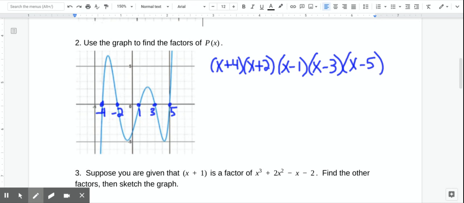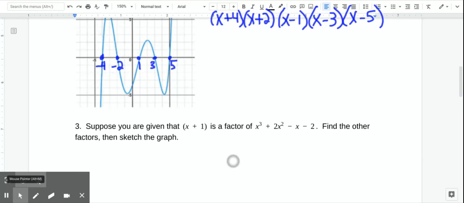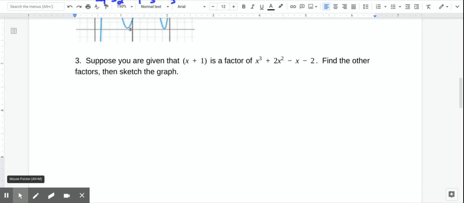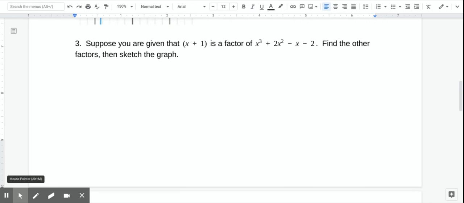Okay, now you may not always be given a graph. So suppose you are given that x plus 1 is a factor of this thing. We want to find the other factors and then sketch the graph. So all we know right now is that x plus 1 is a factor. So we know that on this graph, it's going to cross at -1. That's not a whole lot of information.